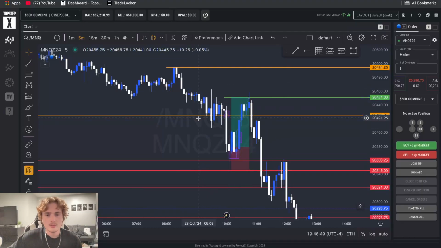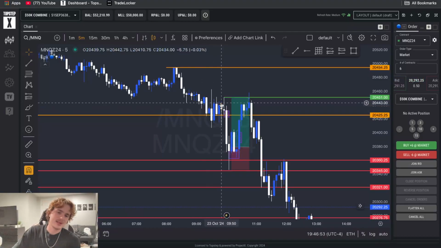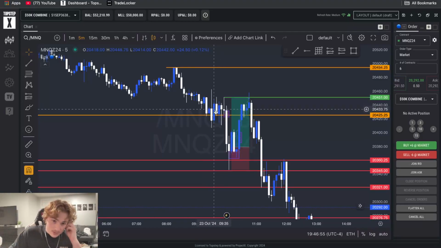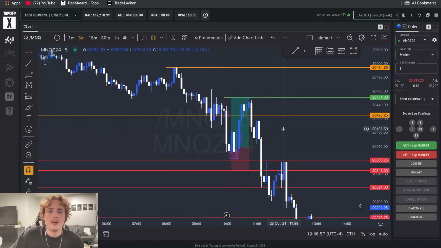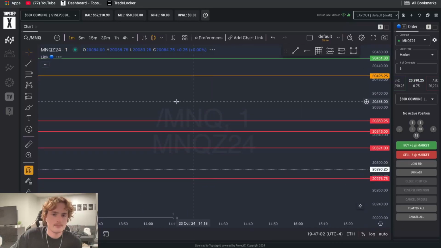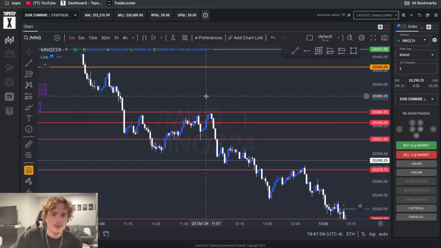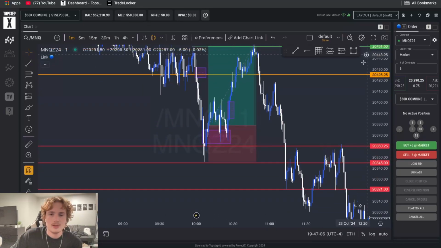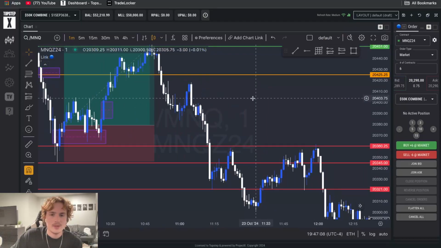So we swept the 1 hour low in pre market here, and I don't really like to use those as liquidity sweeps at all. So I wasn't even looking for a trade until we swept this 4 hour. Once we did that here, I'm going to scale into the 1 minute chart here. And this is where we got to work.